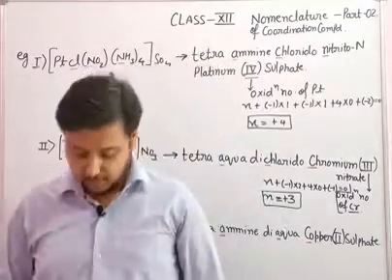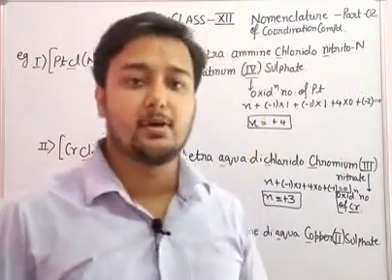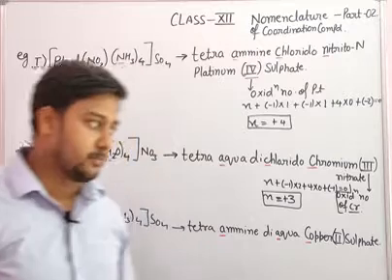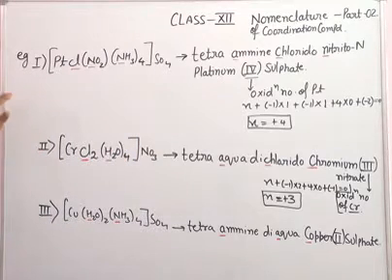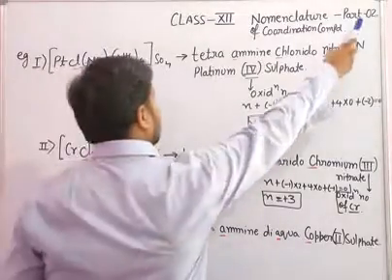Students of class 12th, today we'll do some more examples of the nomenclature of coordination compounds. Today we have taken 3 examples of coordination compounds for the nomenclature. This is nomenclature part 2.